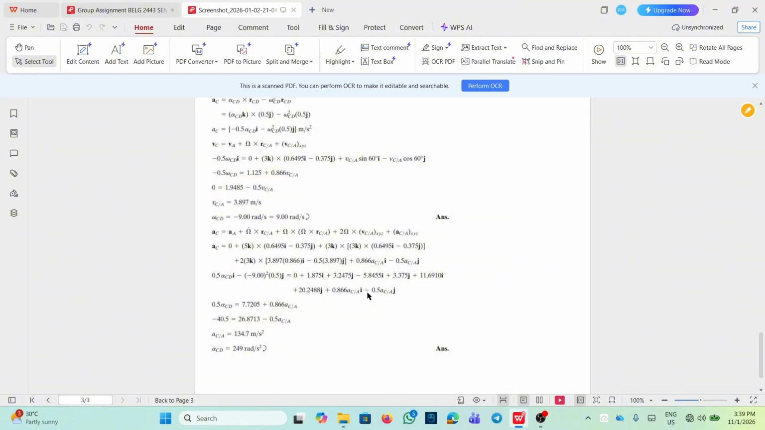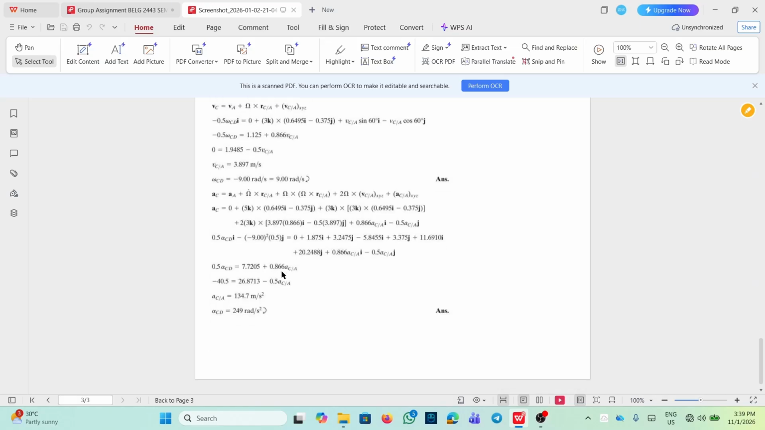Then we need to calculate the two unknowns, alpha CD and ACA. By using a calculator, at the end we get ACA equals 134.7 meters per second squared, and alpha CD equals 249 radians per second squared in the clockwise direction.